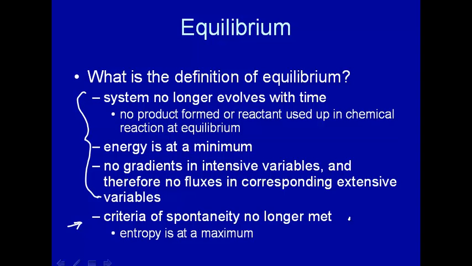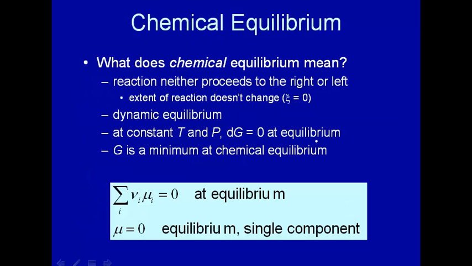Okay, well, what else can we say? What does chemical equilibrium mean? Well, from introductory chemistry, you know that the reaction proceeds neither to the left nor the right net, and the extent of the reaction doesn't change. So sorry, this should be dξ equal to 0, where the Greek letter xi is the extent of the reaction. We'll get into that in just a second.